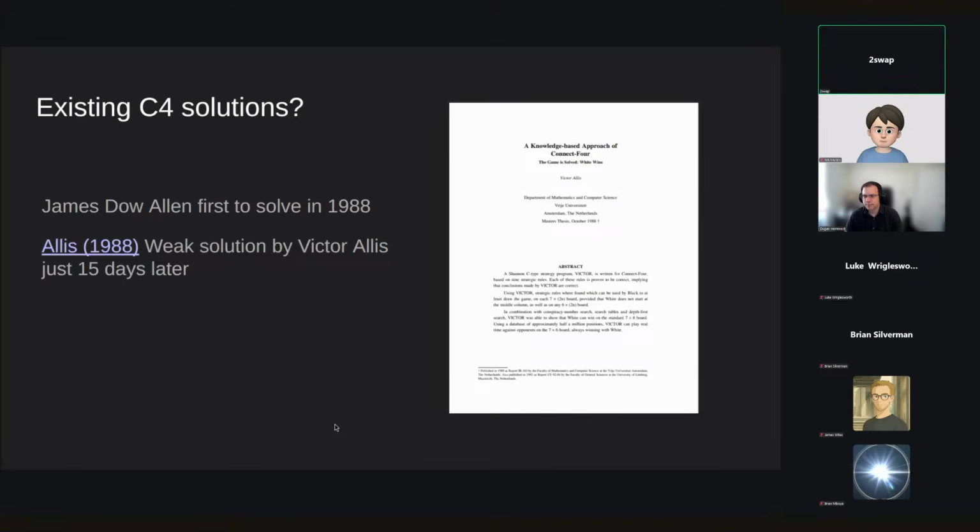So that was solved first by James Dow Allen, who published a textbook on the game. But I think his solution is not very well attested online. I couldn't find many details about it. But there's a paper by Victor Allis, who published at the University of Amsterdam just 15 days later, and it's very well documented what he did and how he solved the game.